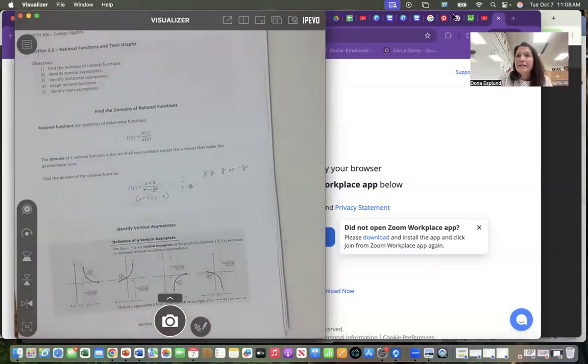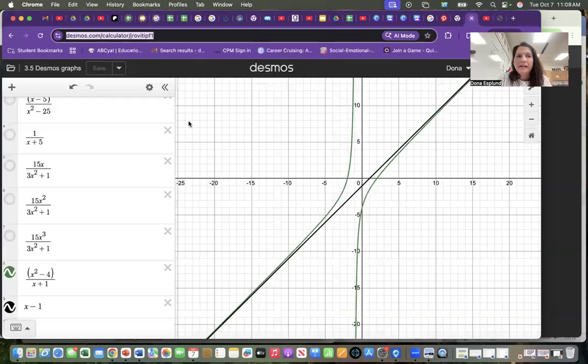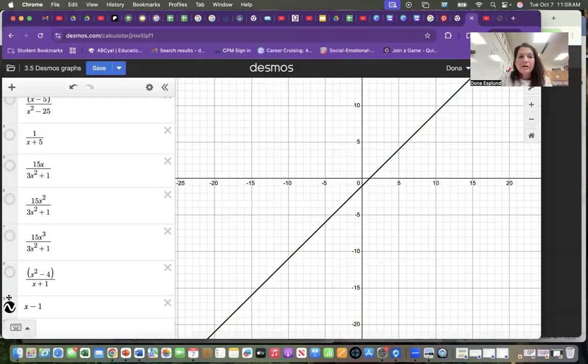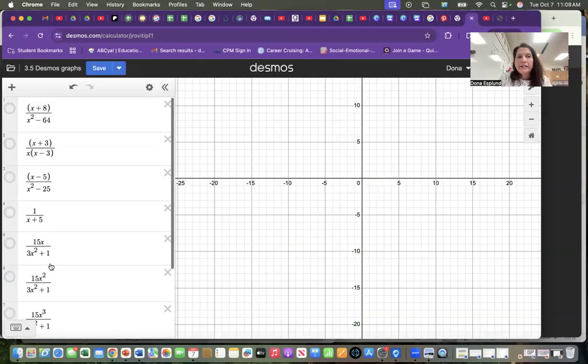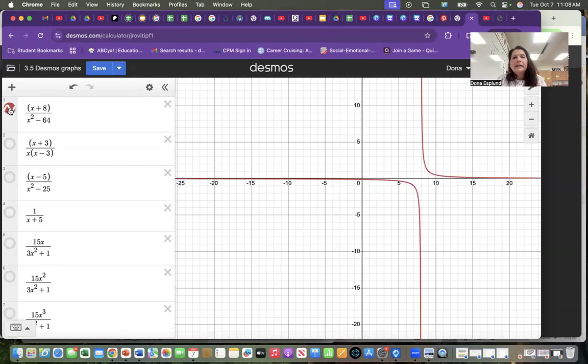I have that one in my Desmos activity. If you click on that, you can also see I've got all of the graphs already typed in, not that you can't type it in. But when I look at x plus 8 over x squared minus 64, notice that I still have that asymptote at 8. And as x gets closer and closer to 8, the value of y is getting larger and larger, and it just keeps going.